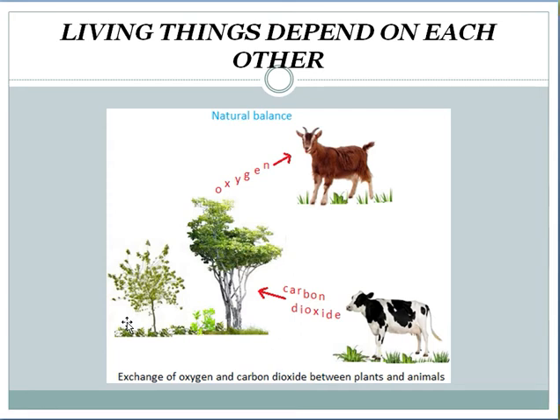Students, animals and plants depend on each other. Look at this. Animals and plants depend on each other. There is an exchange of oxygen and carbon dioxide between plants and animals.